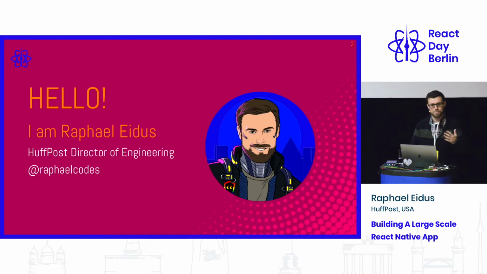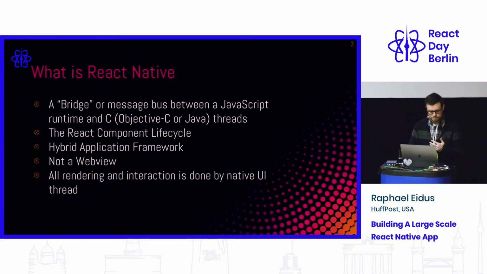So a little bit about me. My name is Raphael Eidus. I'm Director of Engineering at HuffPost. My primary background throughout my career has been in web development, but for the last 2 years, I've been leading a mobile app development team.